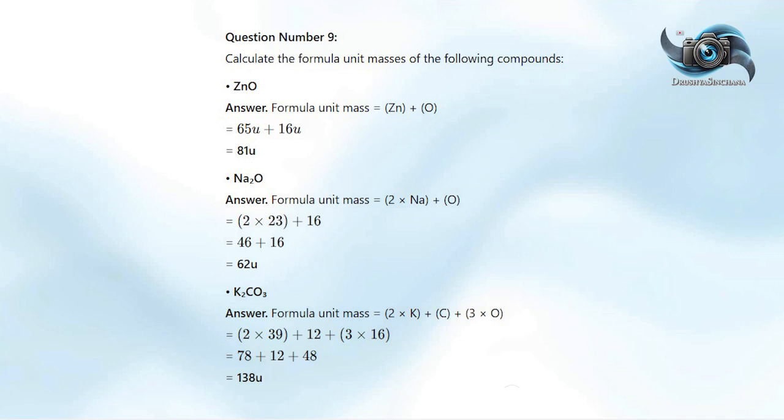K2CO3. Answer. Formula unit mass equals 2 multiplied by mass of potassium plus mass of carbon plus 3 multiplied by mass of oxygen. Equals 2 multiplied by 39 plus 12 plus 3 multiplied by 16. Equals 78 plus 12 plus 48. Equals 138 atomic mass units.